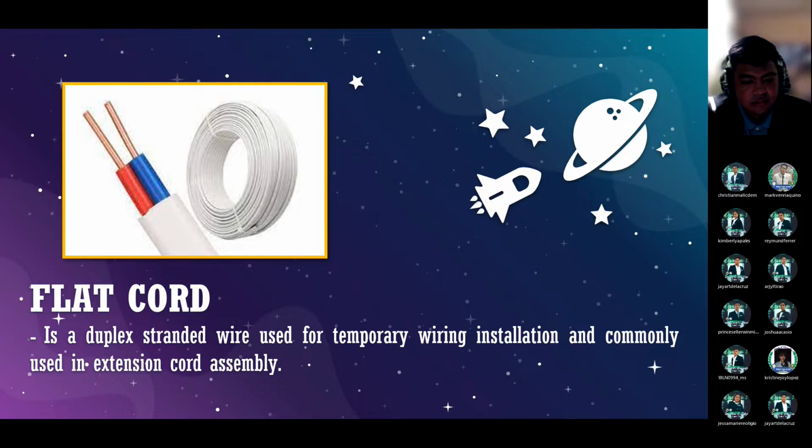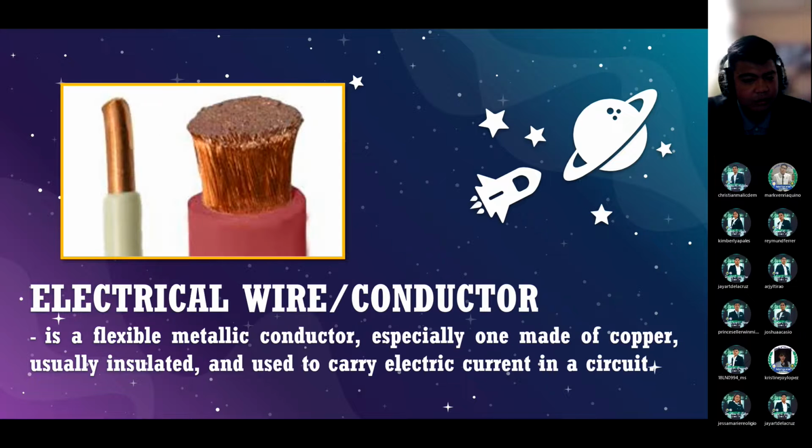Next material would be electrical wire or conductor. Can you read, Mr. Hargil? Electrical wire conductor is a flexible metallic conductor, especially one made of copper, usually insulated and used to carry electric current in a circuit. Thank you, Mr. Hargil.